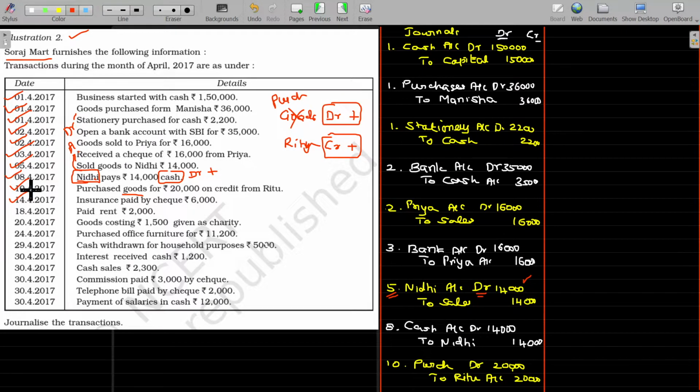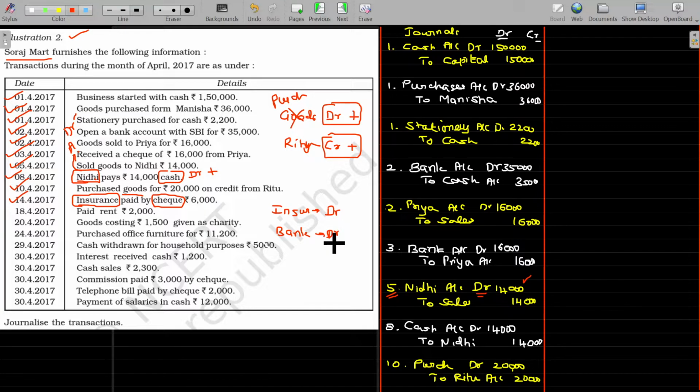And on 14th April 2017, insurance paid by check. So, we have two items. One is insurance, another one is bank. Check represents only bank. So, bank is also asset, debit balance. Insurance is nothing but because of the payment of that, I have the risk coverage. So, it is also an asset. Short term assets are expenses. Very, very short term asset is an expense.